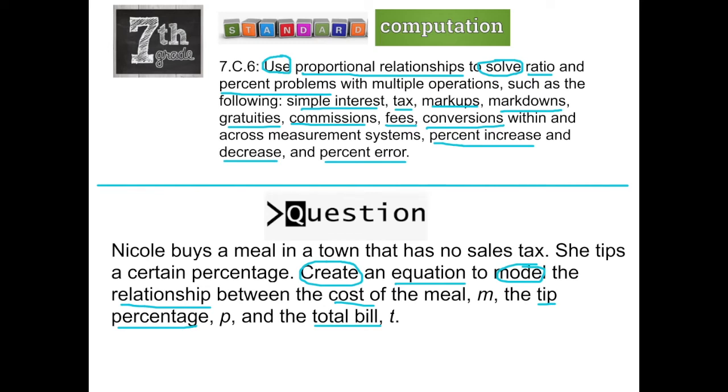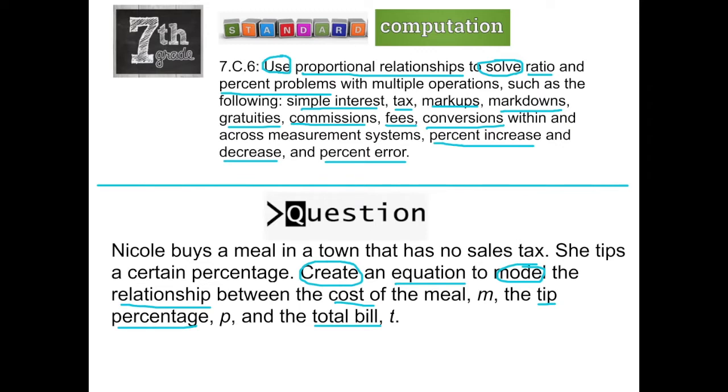Good morning, 7th grade. Today's iLearn standard is Computation 7.C.6. Use proportional relationships to solve ratio and percent problems with multiple operations, such as the following: simple interest, tax, markups, markdowns, gratuities, commissions, fees, conversions within and across measurement systems, percent increase and decrease, and percent error.